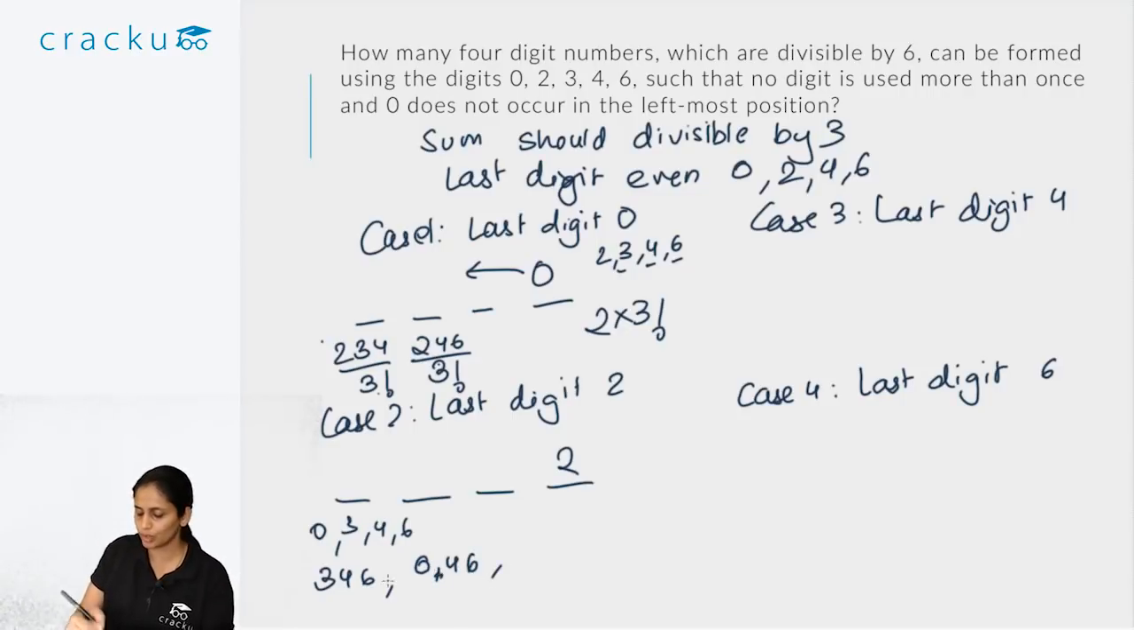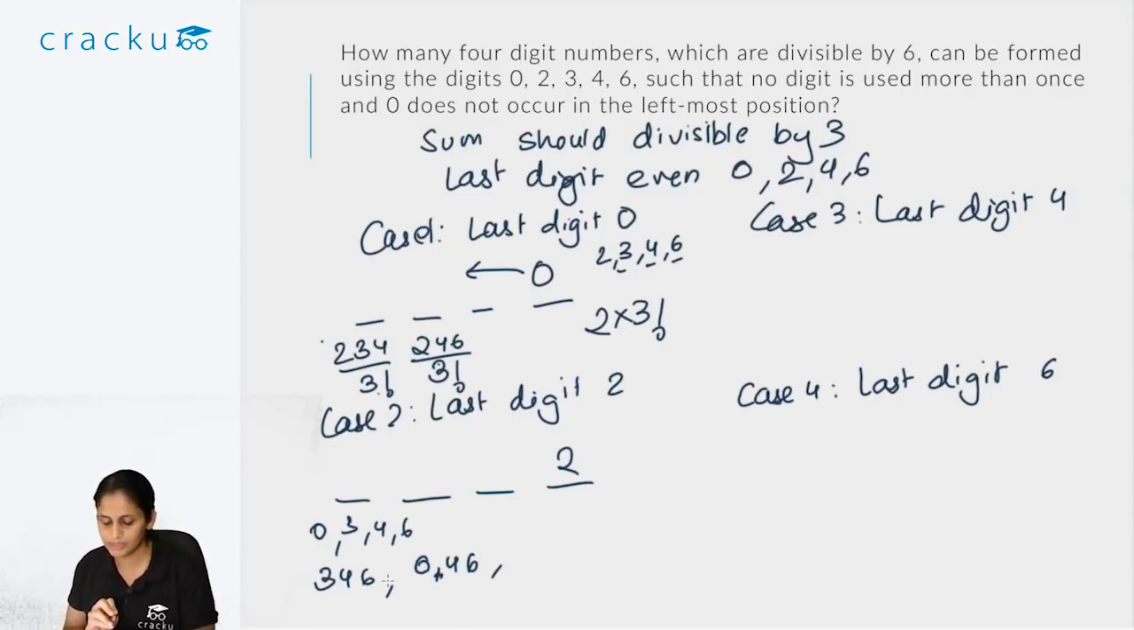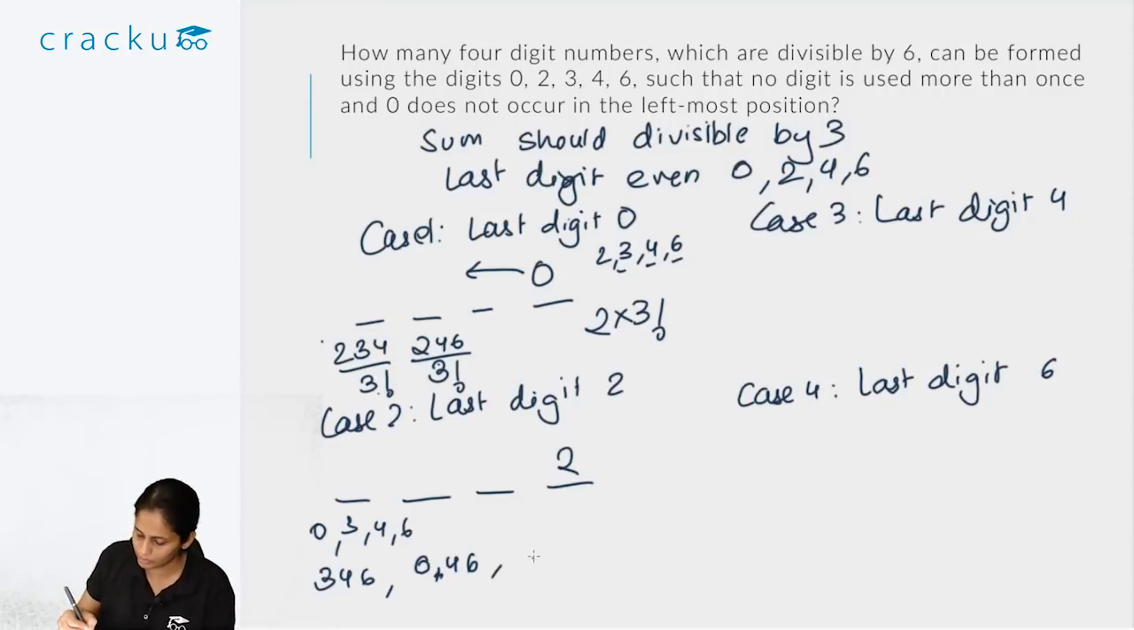Now suppose we drop 4. Then the digits will be 0, 3, 6 and 2. The sum in this case is 11, so it is not divisible by 3. So the remaining 3 digits cannot be 0, 3, 6. Now suppose we drop 6. The remaining digits would be 0, 3, 4. In this case the sum is 3 plus 4 plus 2, that is 9, so it is divisible by 3. So the remaining 3 digits can be 0, 3, 4.